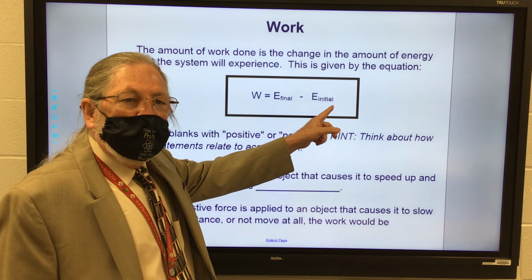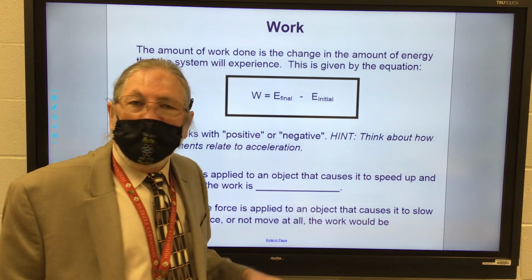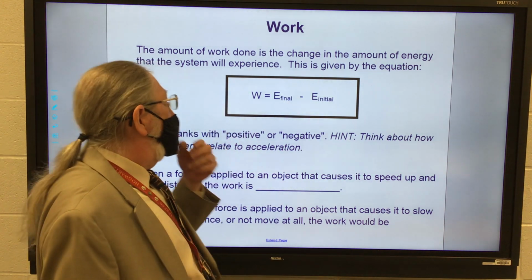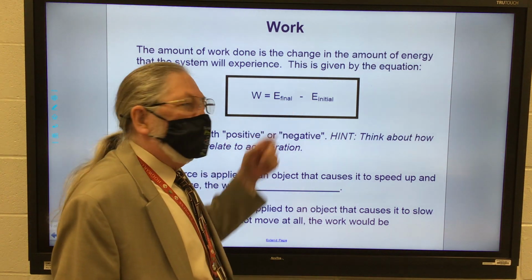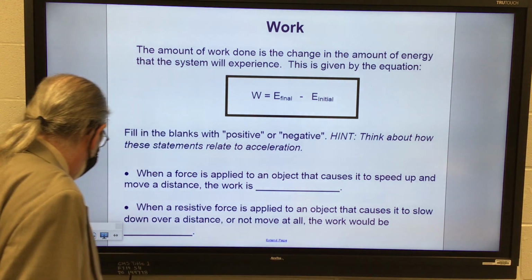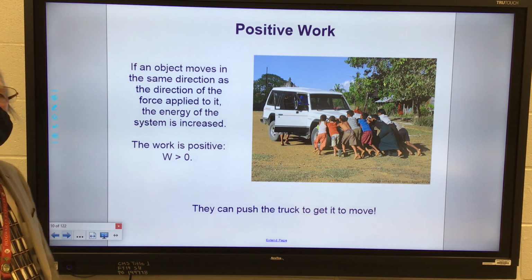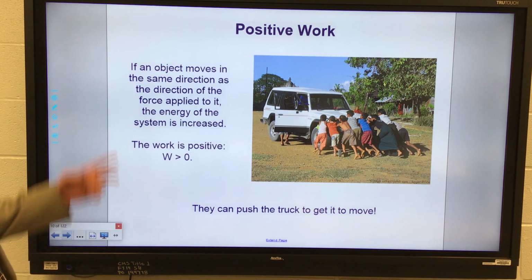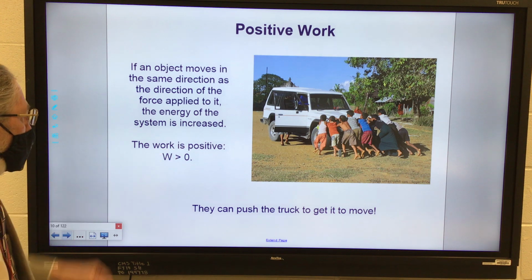Okay, so remember this formula right here. We're going to use it later. You can do it with a calculator, by hand, doesn't matter. And so it's easy. Work equals, you take your final amount, subtract the initial amount that you started with, and that's your work. Okay, so look here at what these kids are doing here.